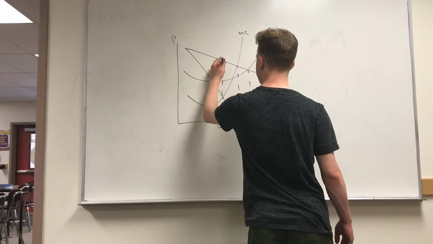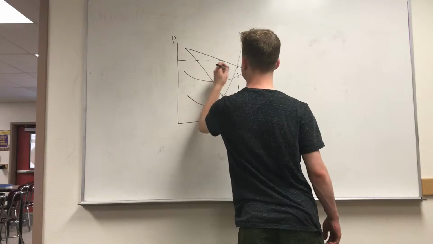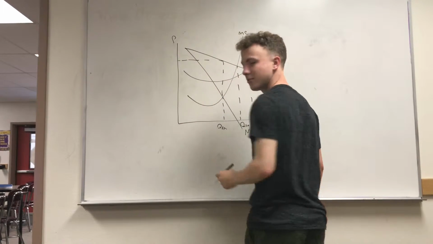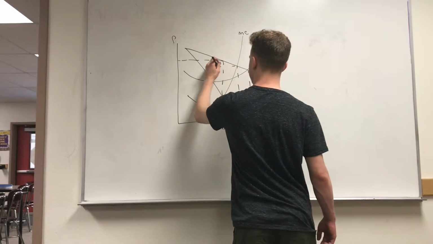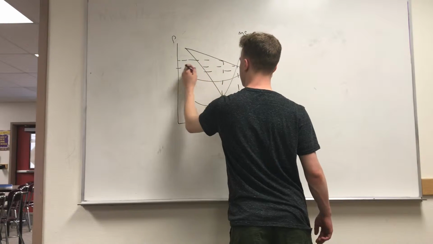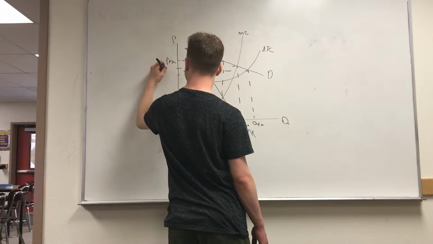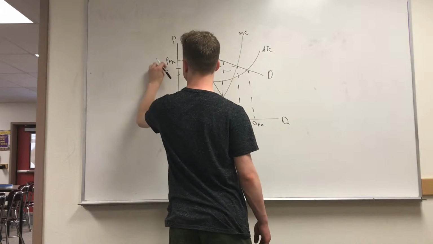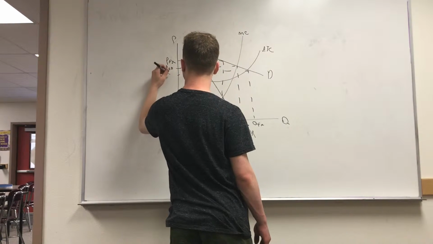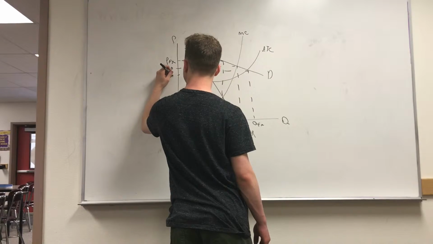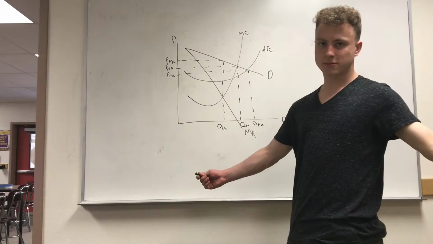Now, you move all these up to D to get your prices. That was really good. Free market price, socially optimal price, and fair return price. That's about it.